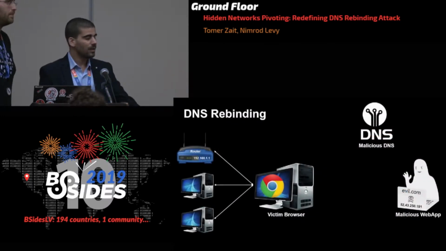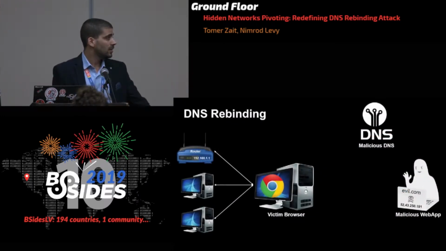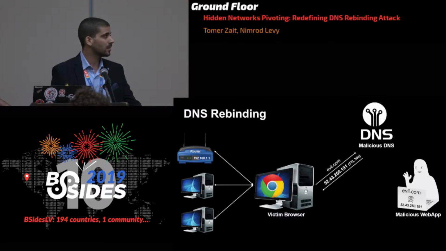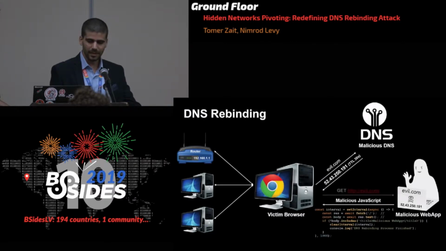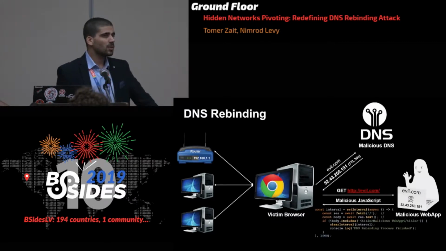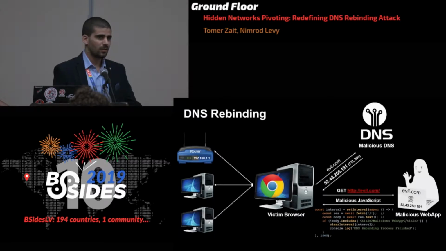Now, let's see how it works. The victim computer sends a request to evil.com, which goes to our DNS server. The DNS server will resolve our malicious server IP. Next, the browser will issue a GET request to the resolved server IP and execute the following malicious JavaScript code.